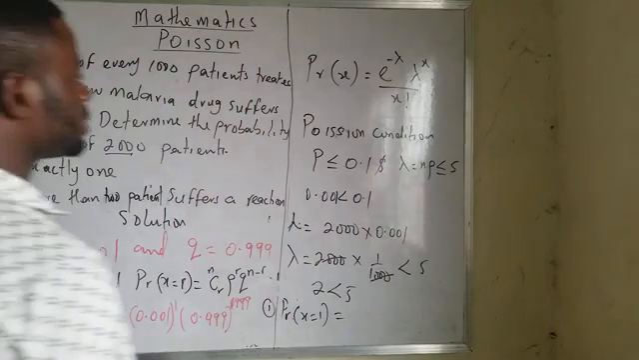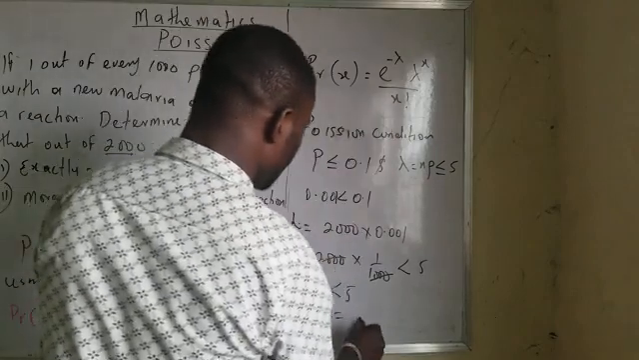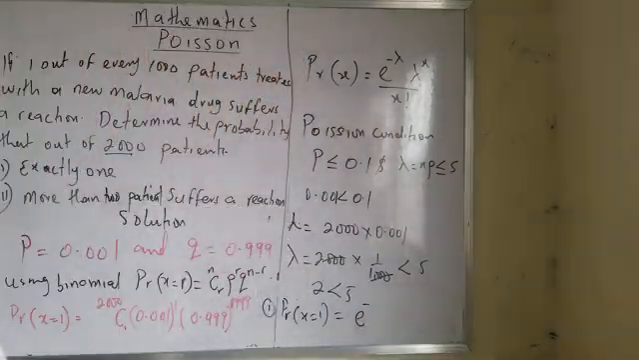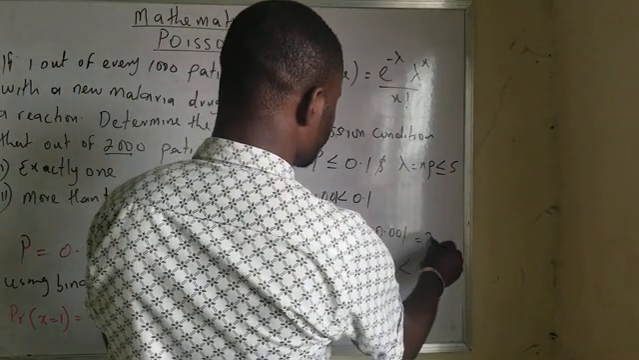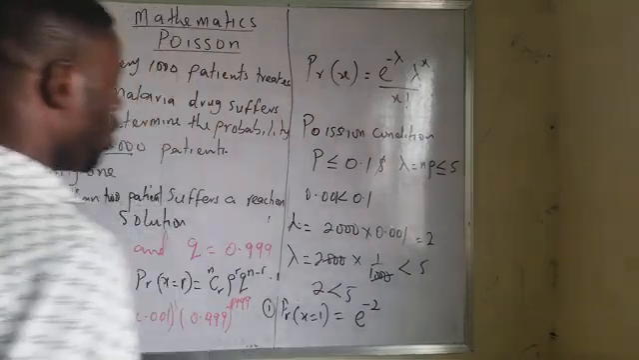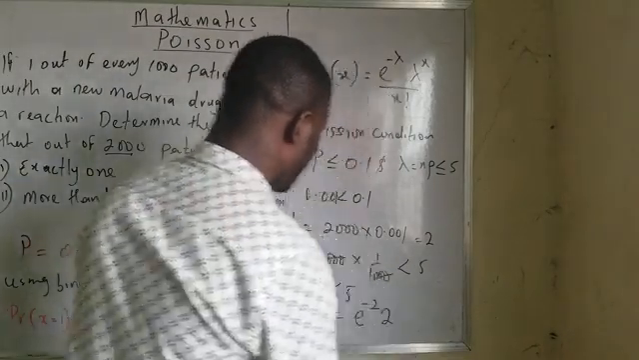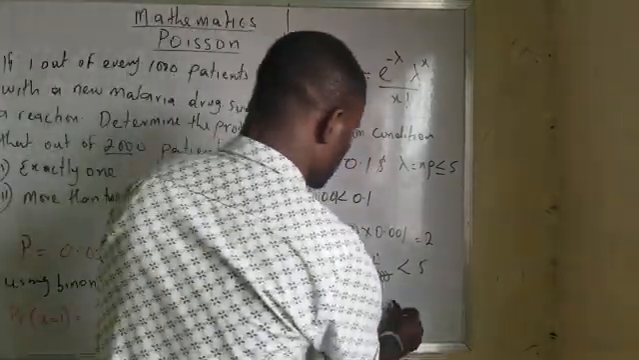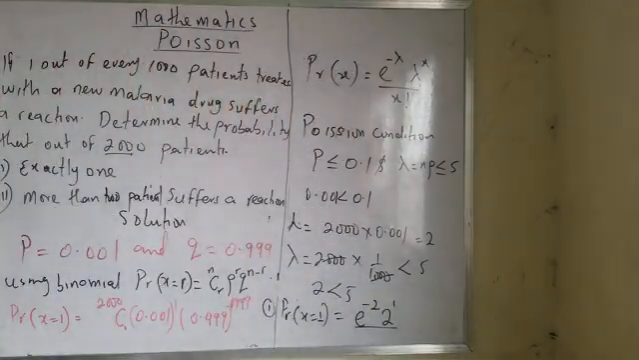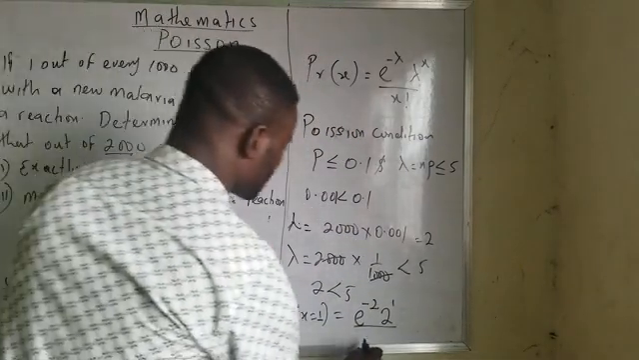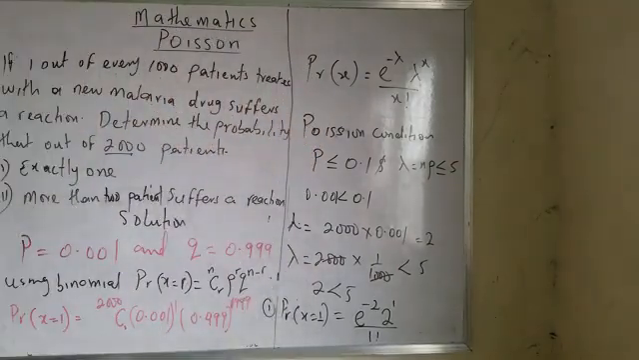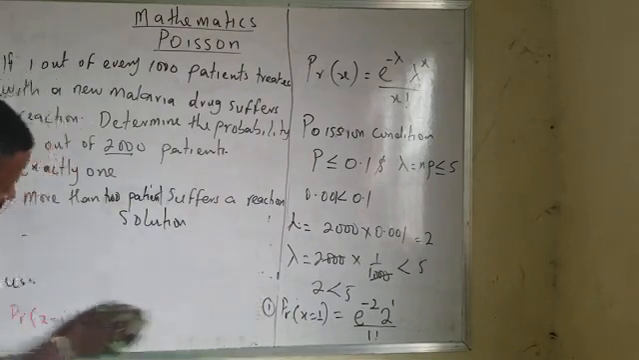It means I'll be talking about e raised to power minus lambda. My lambda is 2, so don't forget, I'll be having e to the power minus 2. What is my X? My X is equal to 1, which is 1 divided by 1 factorial. We all know 1 factorial is 1, and 0 factorial is also 1. Take note of that. I have to rub this part.